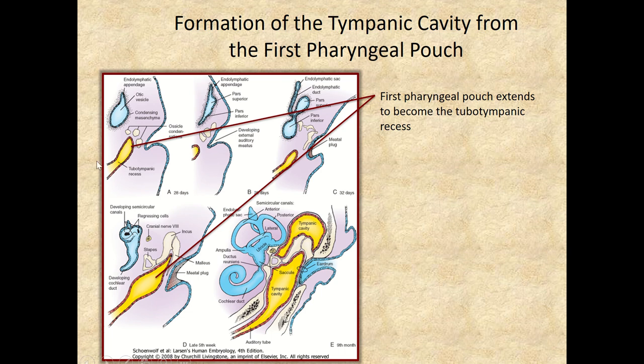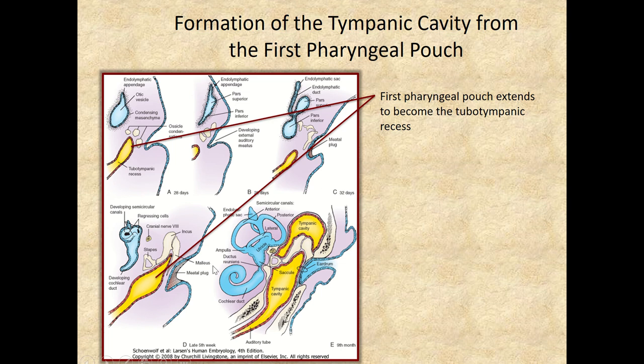The pouch is going to expand and create the entire middle ear cavity, and it's still going to drain through the auditory tube or eustachian tube into the pharynx. So this is a really cool part of anatomy that is supposed to develop just this particular way.